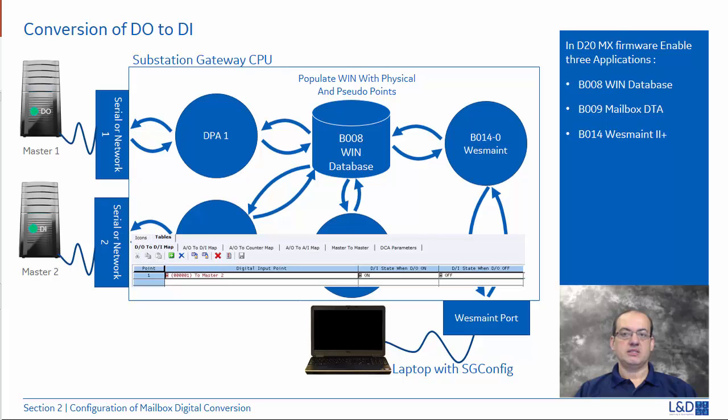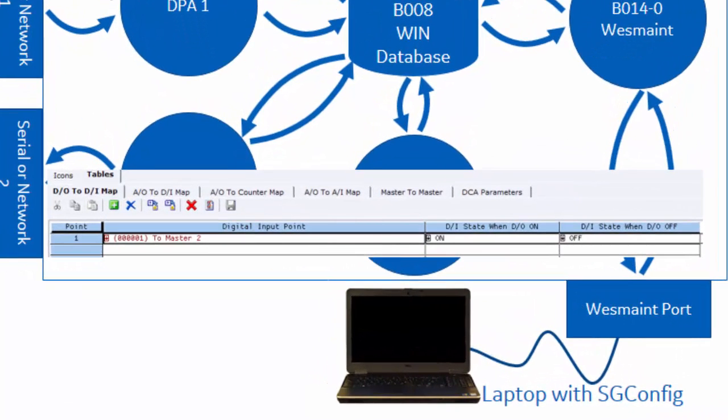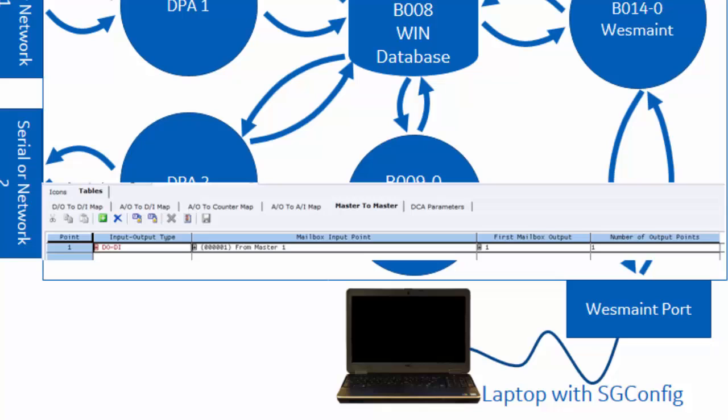Okay, and in the B009, we specify the conversion. We specify what is the on state and what is the off state. And this is a great feature. This way, if the other master has a flipped state sensing, which means that it requires an on to be off and an off to be on, you don't have to go through another conversion step. You can do it in this table.